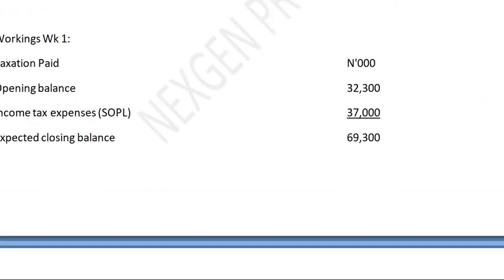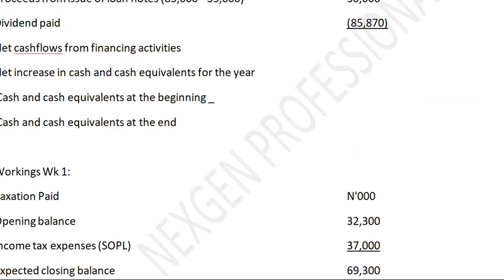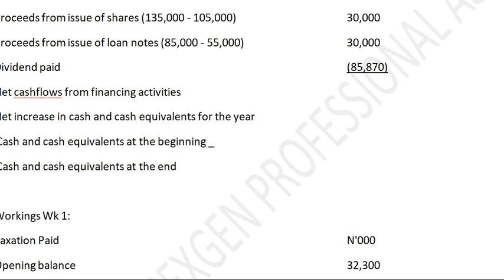There are no other adjustments, as it were, for dividend paid. And so when we net it off, what do we have? 30, 30, that's 60, and then we have minus 85. So we're going to see we have 25,870. Is that correct, please? Yes, sir. Thank you so much.